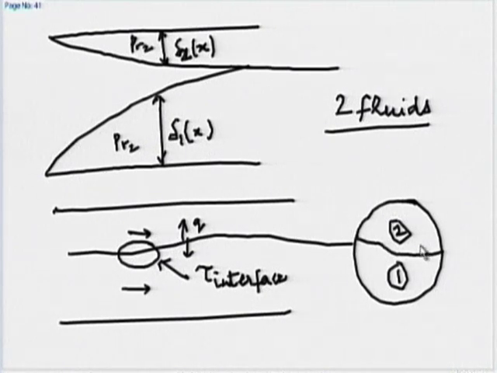Professor has drawn for us 1 and 2. So, H on the top wall is going to be different from the bottom wall depending on the Prandtl number difference. So, it is not H1 and H2, we cannot simplify that easily. That is why I have been telling this is a complicated question.